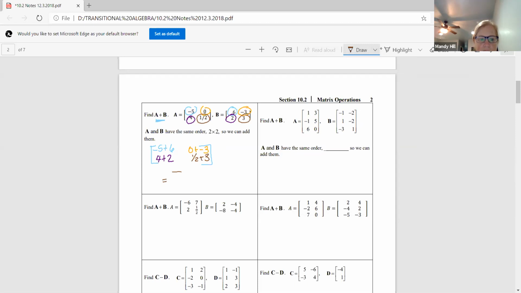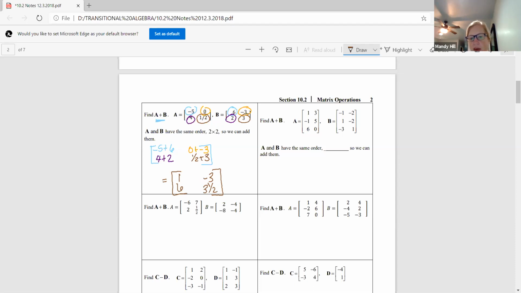So our final answer would be -5 plus 6 would give us 1. Zero plus -3 would give us -3. 4 and 2 is 6. 1/2 plus 3 is 3 and 1/2. Okay, so that would be the answer to this matrix. And I'll go and show you on the graphing calculator in just a minute.